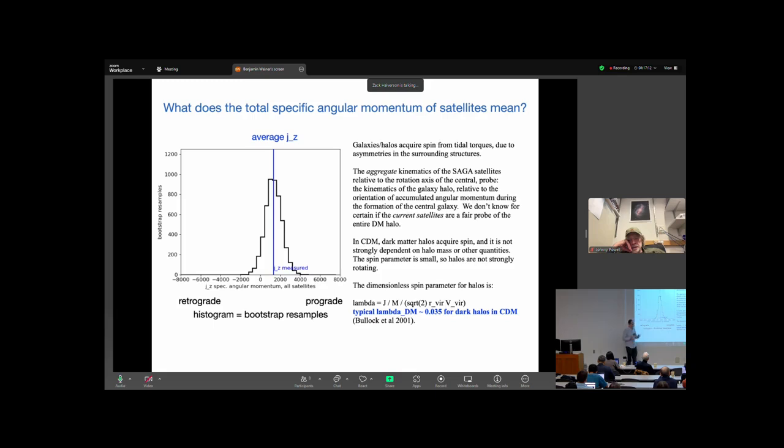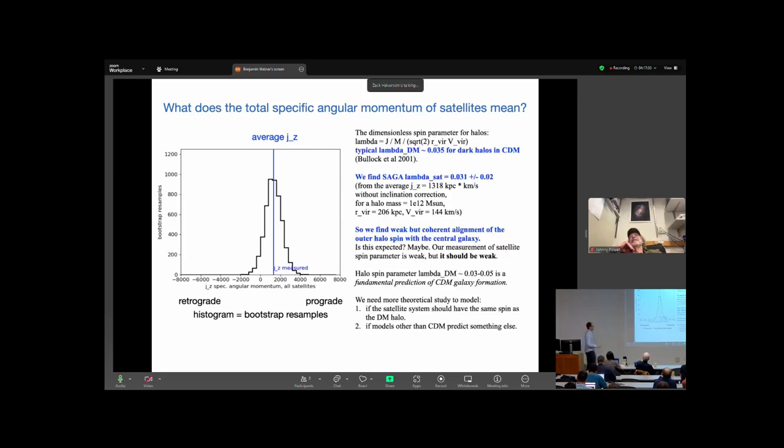And the interesting thing about the spin parameter is it's really not dependent on stuff. It's not dependent on halo mass. I don't think it's very dependent on formation time. In fact, I think it's a little understudied because it's not dependent on things. So you might ask, what did I measure for the satellites? And this is a little shocking, but it is 0.031.